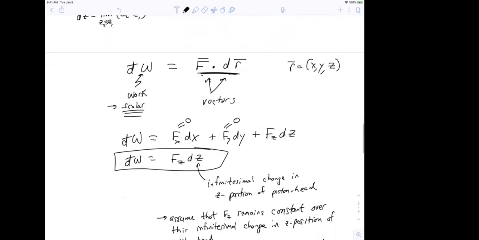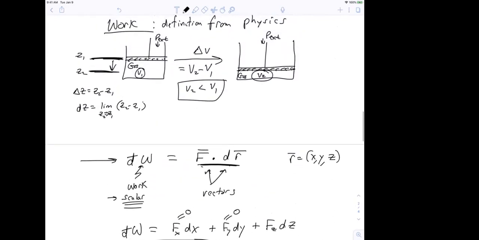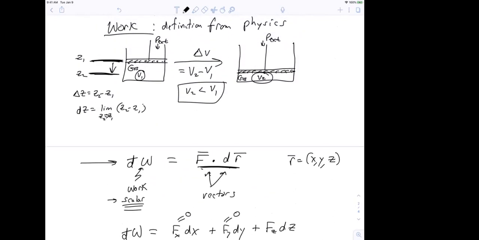So we went through a discussion of work from the physics definition, which is the only definition. And this is the definition for an infinitesimal amount of work that's associated with an infinitesimal change in the height of the piston head. And when you have an infinitesimal change in the height of the piston head, that corresponds to an infinitesimal change in the volume of the gas, okay?